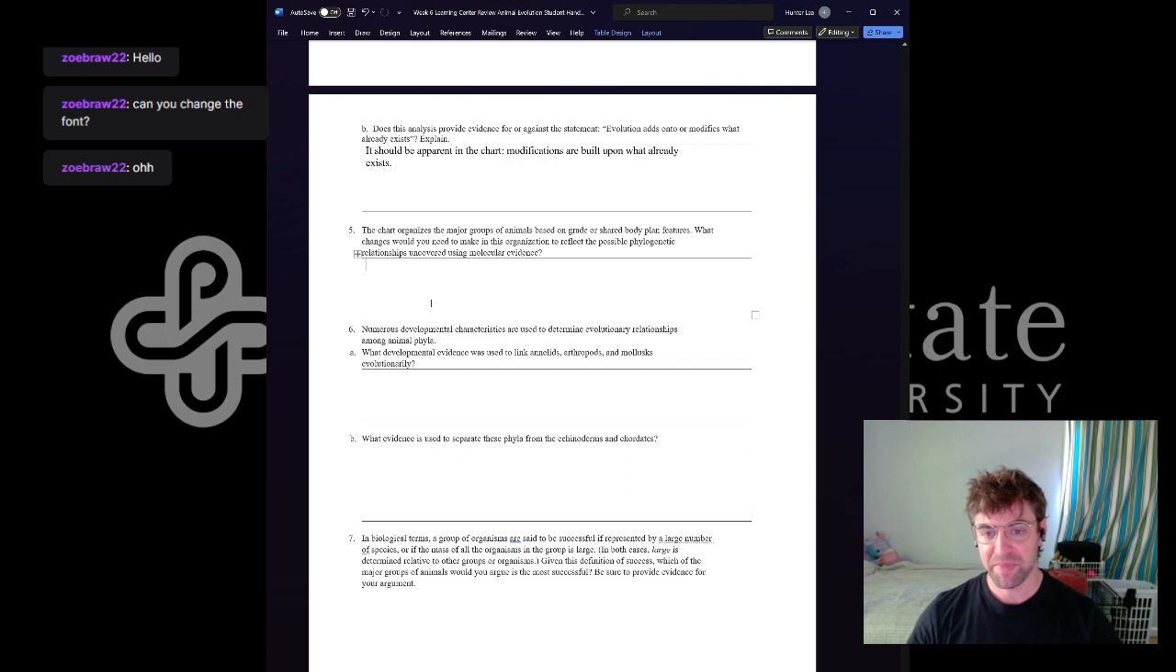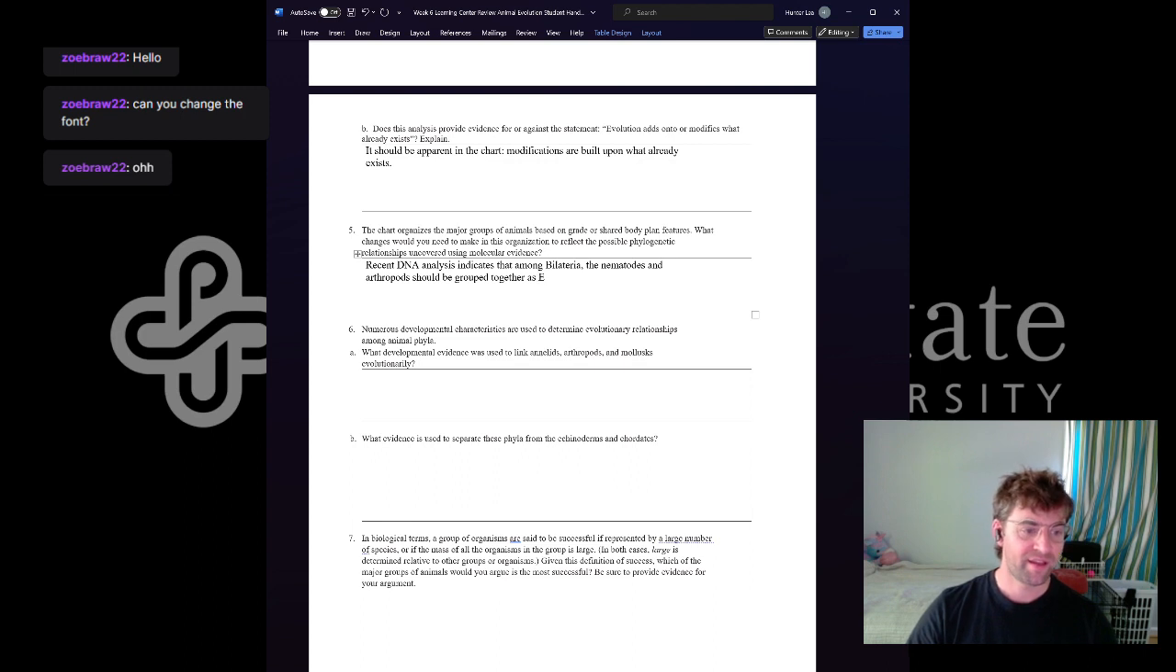What changes would you need to make in this organization to reflect the possible phylogenetic relationships uncovered using molecular evidence? So recent DNA analyses indicate that among the bilateria, so bilateral organisms, nematodes and arthropods should be grouped together. Recent DNA evidence analysis indicates that among bilateria, the nematodes and arthropods should be grouped together, and this phyla is called Ecdysozoa, and I would actually memorize this.